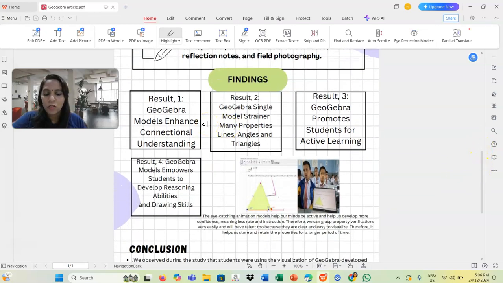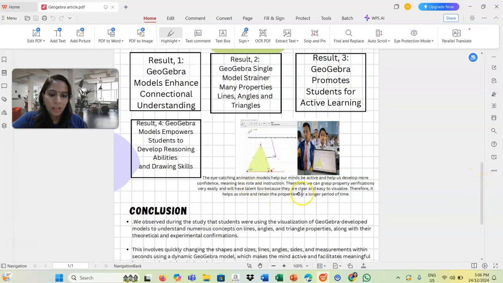First one is GeoGebra models enhance conceptual understanding. Second, GeoGebra single models transfer many properties of lines, angles, and triangles. The third result, GeoGebra promotes students for active learning. And finally, models empower students to develop reasoning abilities and drawing skills. So here I took a picture from the article. You can see it is an animation model using GeoGebra, where students can visualize for better understanding.